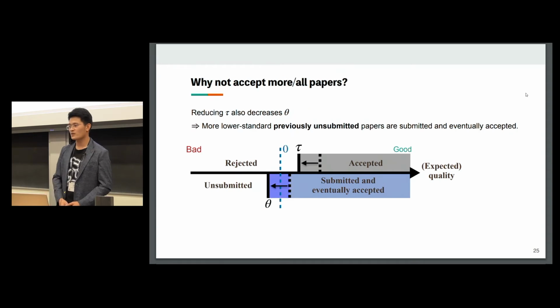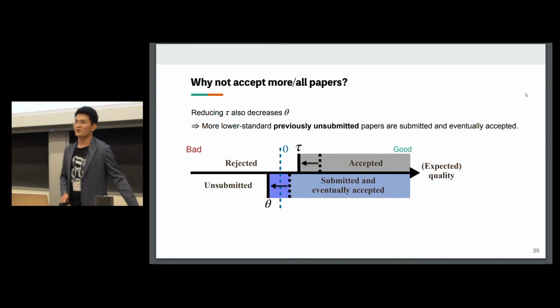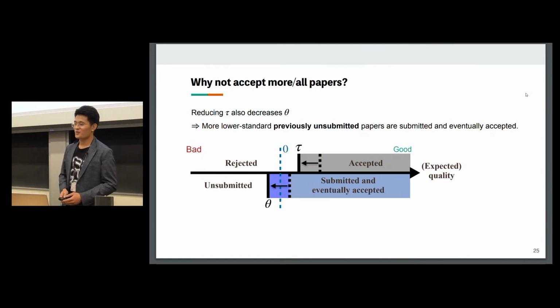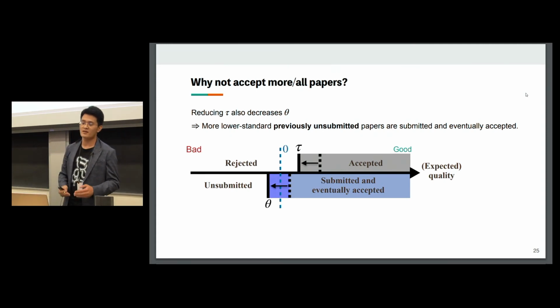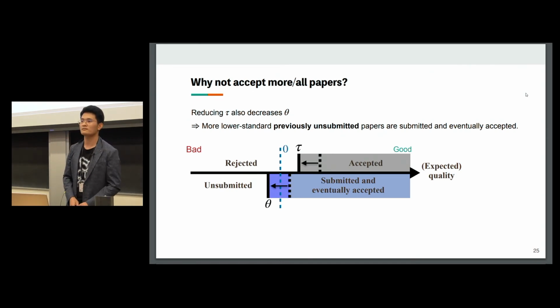So let's go back to the question: why don't we just accept more, or even all, of the papers? This doesn't work. The intuition is that to do so, we have to lower the acceptance threshold tau, which means we have to decrease the de facto threshold theta. And as a result, more lower-standard papers that previously were not submitted now decide to submit. And more importantly, eventually they get accepted. So we cannot just imagine that we vary the acceptance threshold tau, but the same batch of papers will be submitted and eventually accepted. That's not going to happen. Papers in this purple area are the new papers that haven't been observed at any time before. So a different batch of papers will submit if we change the acceptance threshold tau. That's our intuition about this resubmission paradox.